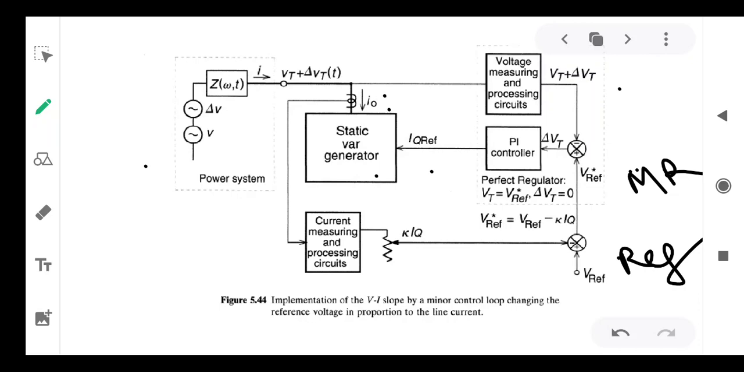This is the minor control loop, which will change the reference voltage in proportion with the SVG current or line current. So by implementing the control circuit like this, you can adopt the voltage slope implementation instead of perfect voltage regulator. So now the SVG can be used as slope implementation circuit instead of perfect voltage regulator to avoid the oscillations.